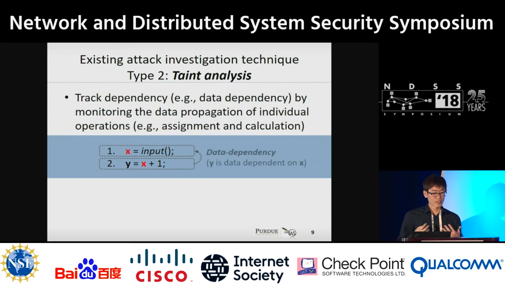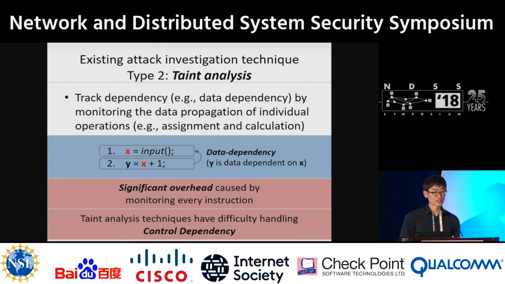The second attack investigation technique is taint analysis. It essentially tracks dependencies by monitoring data propagation of individual operations, such as assignment. In these two lines of code, input is assigned to X and Y is computed from X. And we can see Y is data dependent on X. Unfortunately, taint analysis suffers from significant overhead because it needs to monitor every instruction.